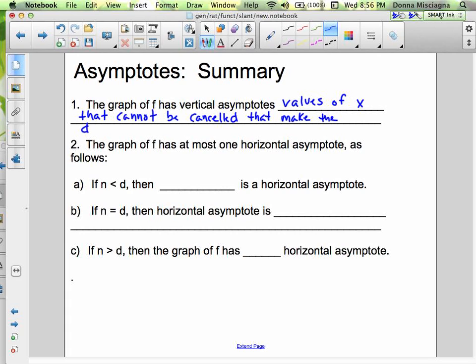So if we can cancel it, it's going to be something else, right? It's going to be a hole. But if we can't cancel it, then it's going to be a vertical asymptote. Either way, we can't use any value of x that makes the denominator equal 0. The graph of f has at most one horizontal asymptote as follows.